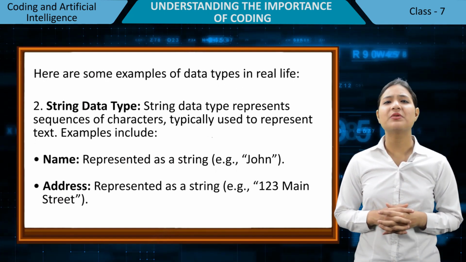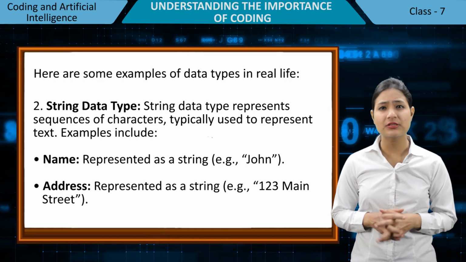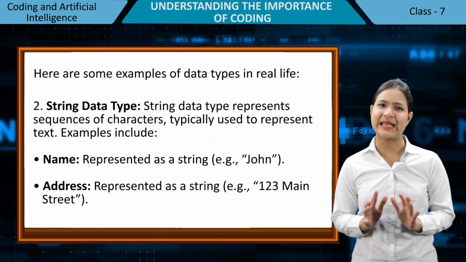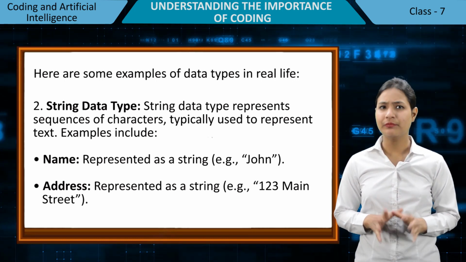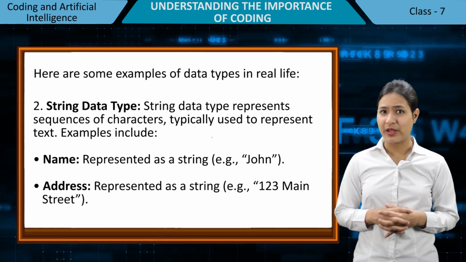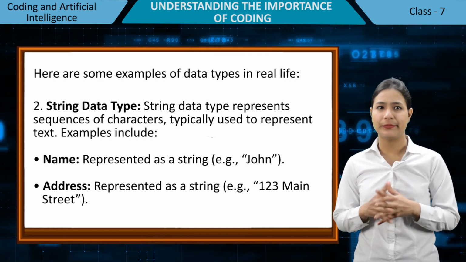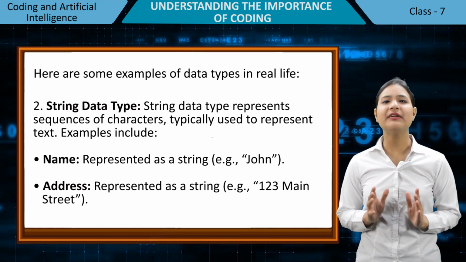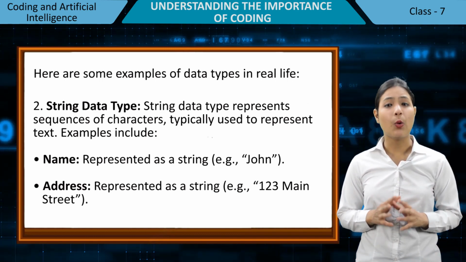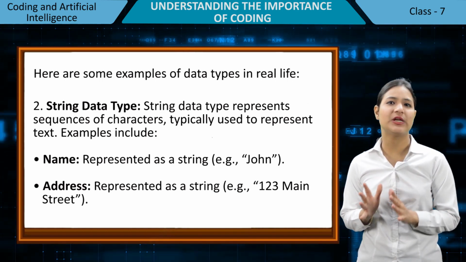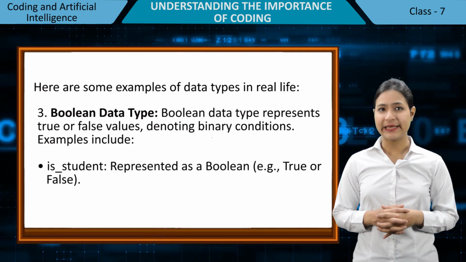Second, string data type. String data type represents sequences of characters typically used to represent text. Examples include name, represented as a string, example John. Address, represented as a string, example 123 Main Street.